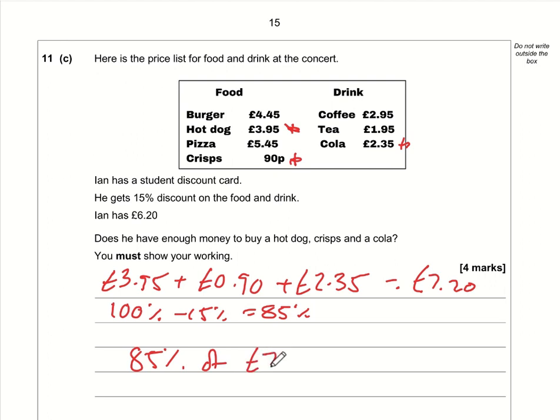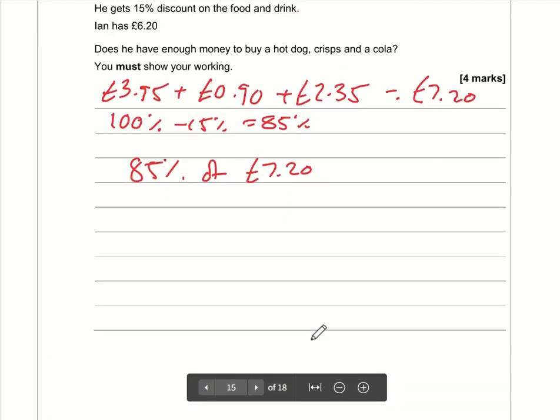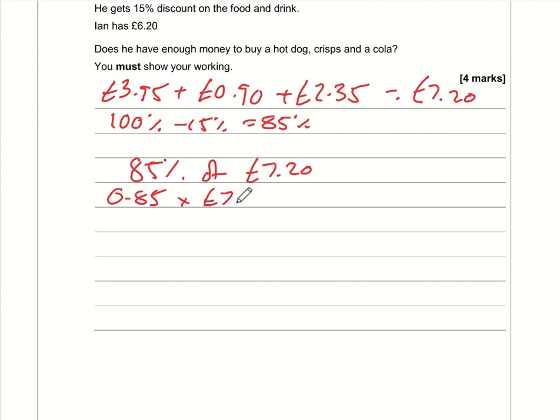So what is 85% of £7.20? Well, the calculation is 0.85 times £7.20. 0.85, that is our percentage multiplier for 85%. It is 85 divided by 100, and that comes to £6.12. So that is the price. He's got £6.20, so yes, he has 8p more.